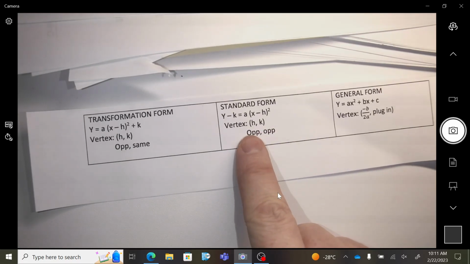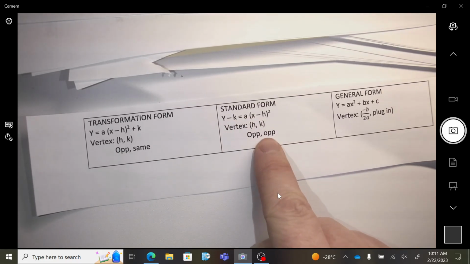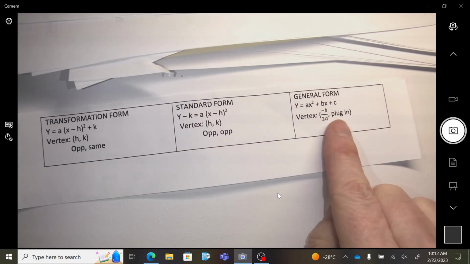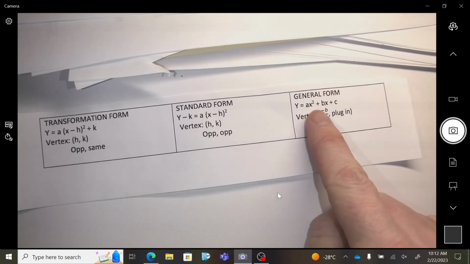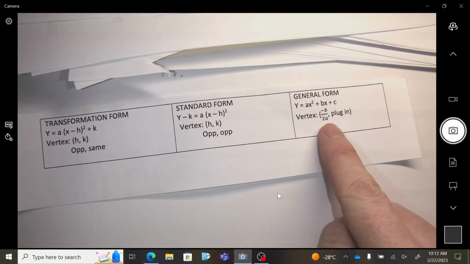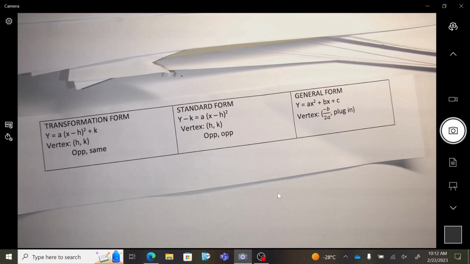And then we've done standard form, that was yesterday. And if it looks like this, then everything would be opposite. So the h and the k values. And then today we're going to learn a third form of this equation, which now looks completely different. And it's going to be a different method. So now we have 3 different varieties of how I could make the equation look.